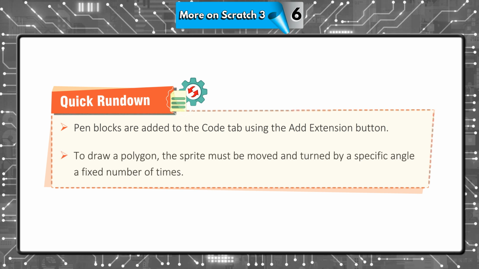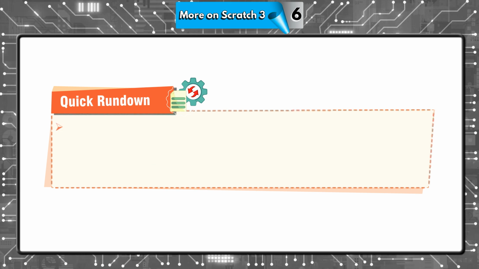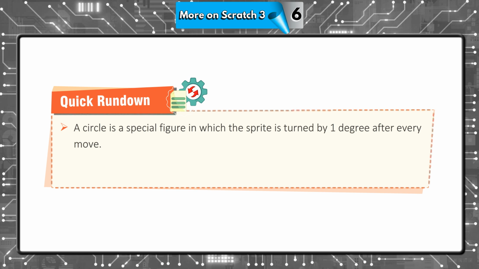To draw a polygon, the sprite must be moved and turned by a specific angle a fixed number of times. A circle is a special figure in which the sprite is turned by 1 degree after every move.